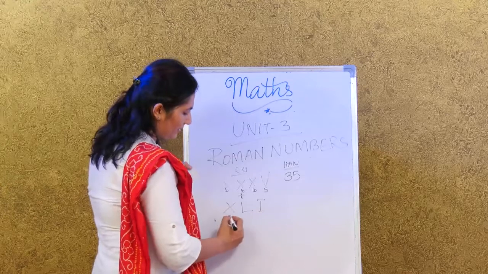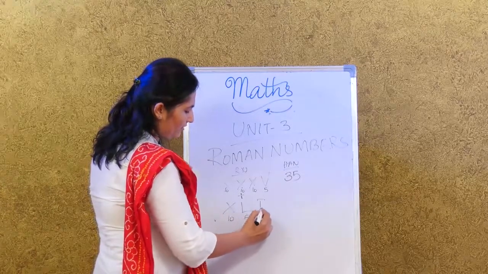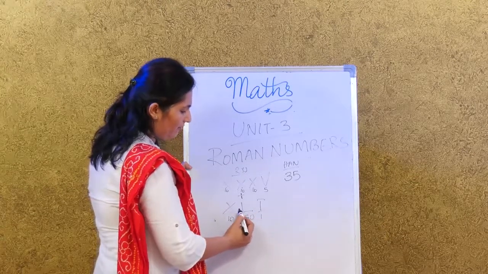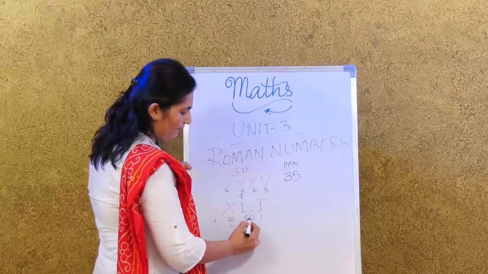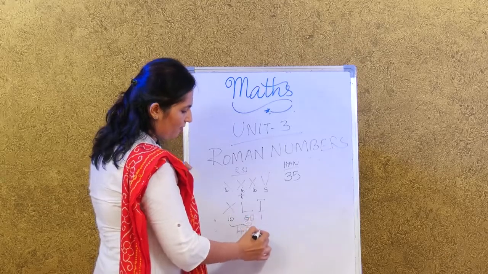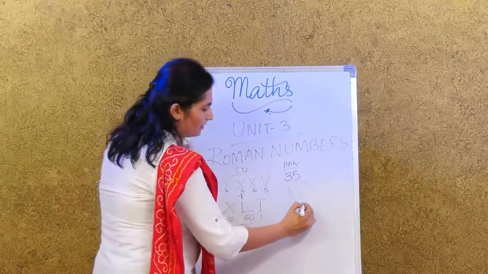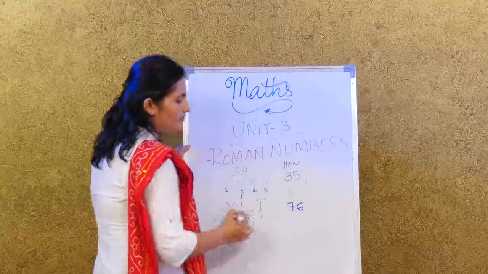Alright. Now, this one, this has a value of 10, this is a value of 50 and this has a value of 1 itself. So, here X has come before L. So, this answer is, we have to minus 10 from 50, you get the answer 40 and this is 1, 41. So, there are 35 boys and there are 41 girls in class 3. So, now, how many students are there? So, now we have to go and do our addition. So, in our addition, we can learn that the answer is 5 plus 1 is 6, 3 plus 4 is 7. So, 76.